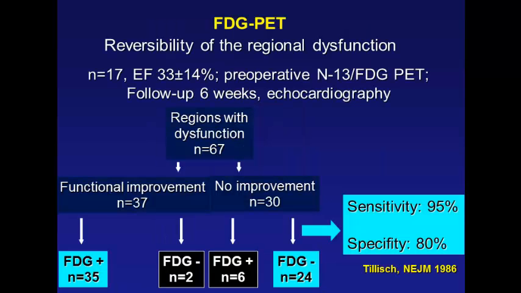Now, it all came from one study, and I would like to show it because this was the seminal work in the New England Journal with a very limited number of patients. They looked at all the segments and looked whether they took up FDG or not, and then they looked if they revascularized them all, do they improve their function? And they realized, okay, if they take up FDG, they improve. If they do not take up FDG, they generally do not improve the function. And that's the sensitivity and specificity which they calculated.